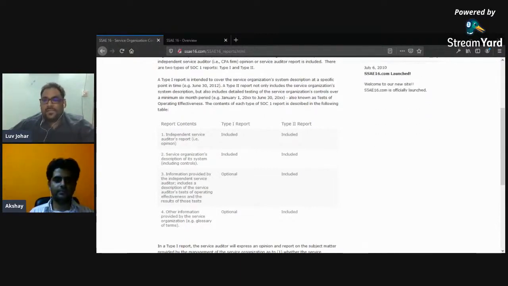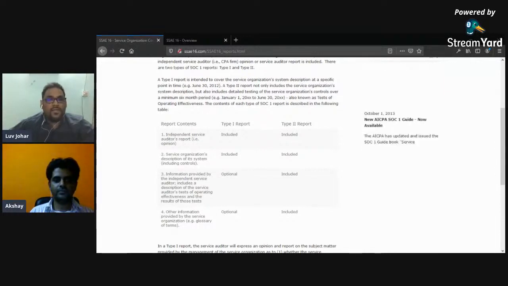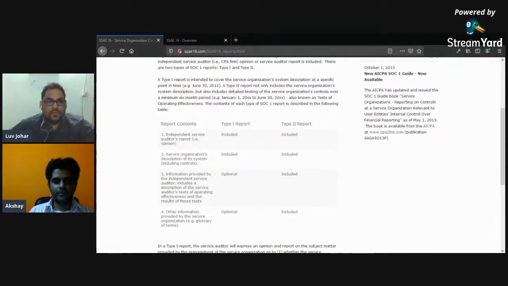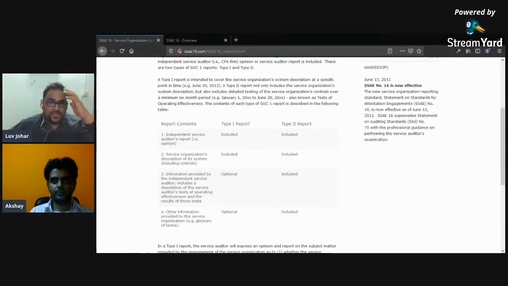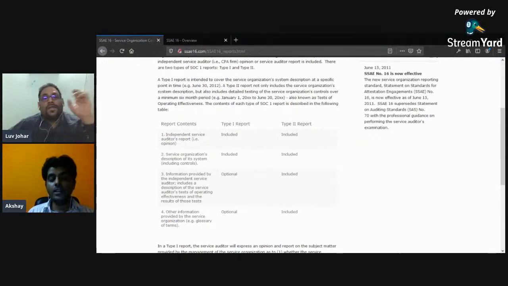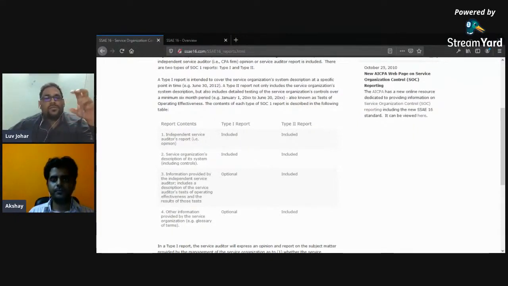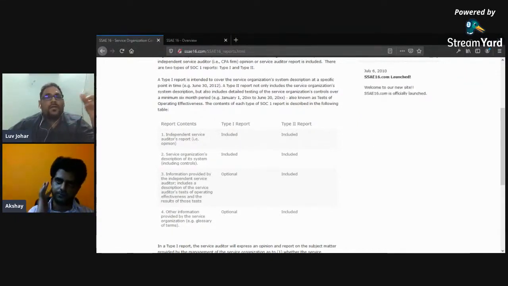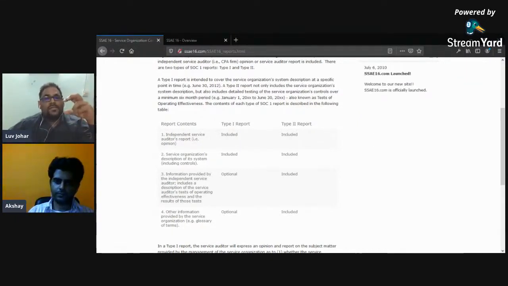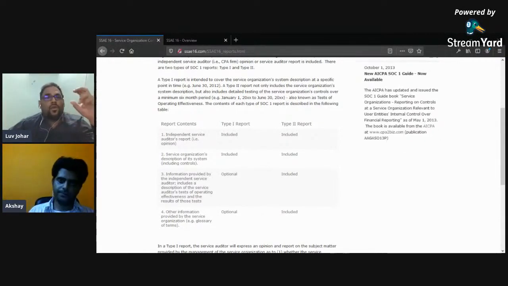Just to summarize again, quickly, SOC 1 Type 1 is a point in time financial audit. SOC 1 Type 2 is an over a period of time financial audit. That is the difference between both of them.